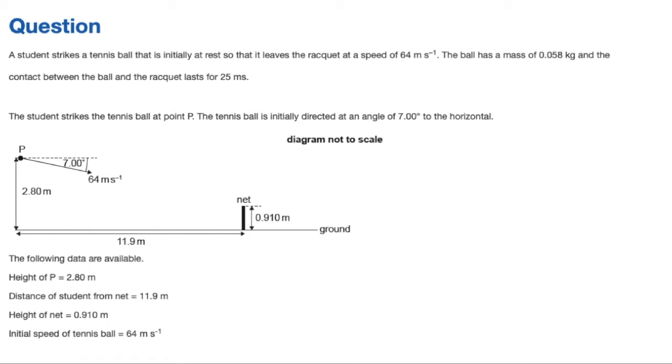And here we can see a diagram. It's not drawn to scale. They've given us the following data. The height of P is 2.8 meters, so it's being struck 2.8 meters above the ground. The distance of the student from the net is 11.9 meters. The height of the net is 0.910 meters, and the initial speed of the tennis ball, as given before, is 64 meters per second.